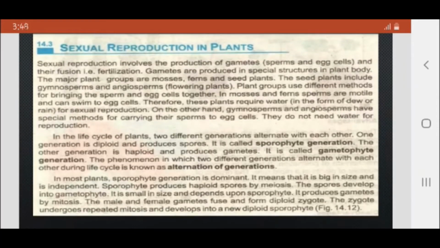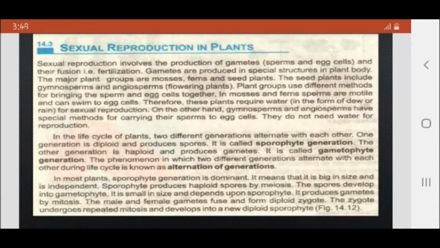Sexual reproduction in plant involves the production of gametes, sperms and egg cells and their fusion, that is fertilization. Gametes are produced in special structures in plant body. The major plant groups are mosses, ferns, and seed plant. The seed plant include gymnosperms and angiosperms.